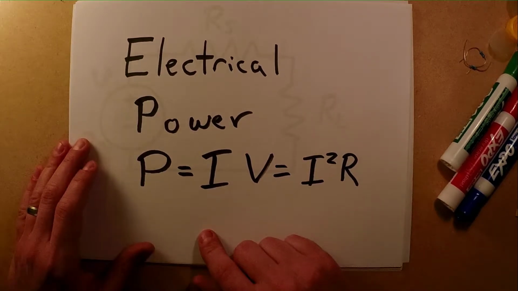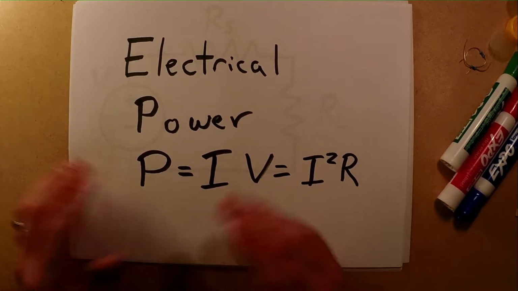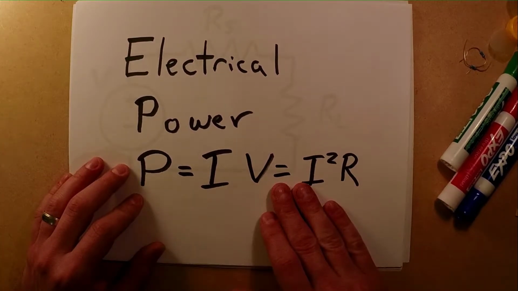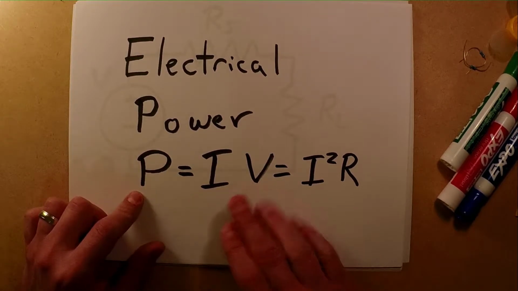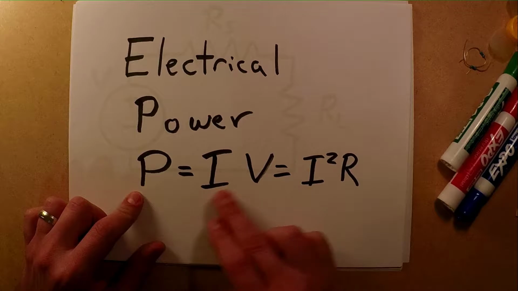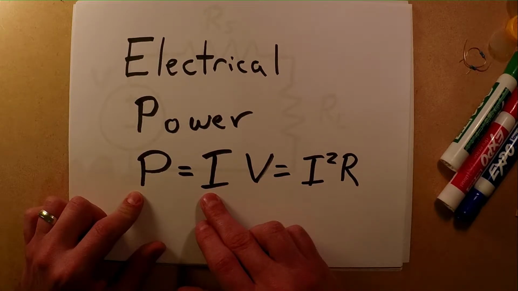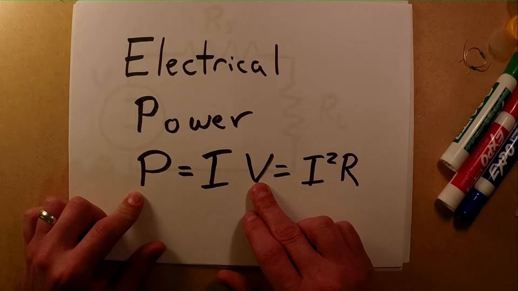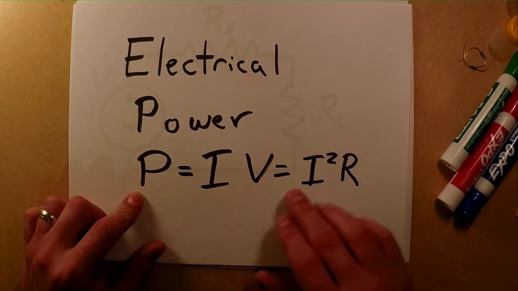The way we can calculate power for an electrical device is with this very simple equation, P equals IV. P equals IV tells us that the power is the current flowing through that device times the voltage drop across that device. Current is given in amps, voltage in volts. If we multiply those together, we'll get watts as our output unit.